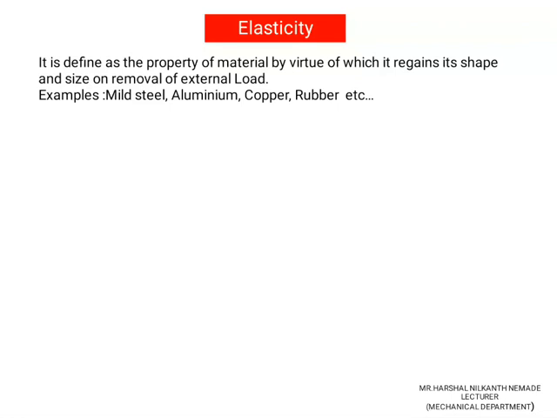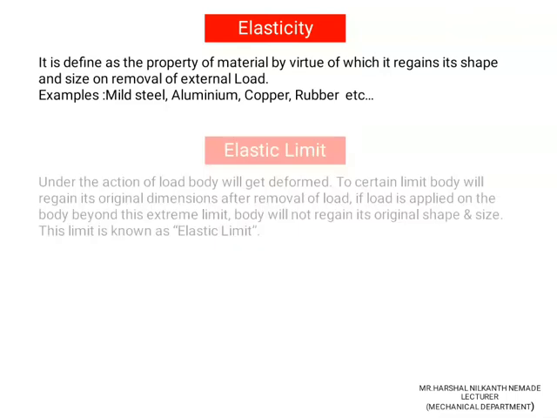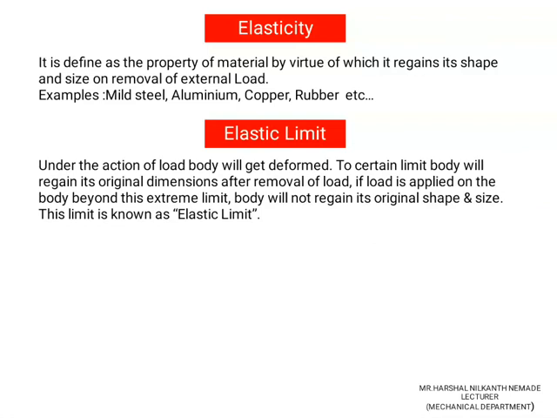Elasticity. It is defined as the property of material by virtue of which it regains its shape and size on removal of external load. Example: mild steel, aluminium, copper, rubber, etc. Elastic limit. Under the action of a load, body will get deformed. Up to a certain limit, body will regain its original dimensions after removal of the load. If the load is applied on the body beyond its limit, body will not regain its original size and shape. This limit is known as elastic limit.